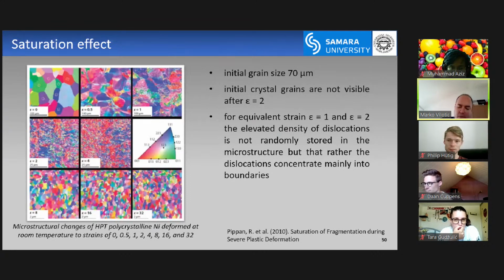Okay, now we have talk. Okay, I will just finish with this slide and then we will make a 5 minute break. In these slides, they're talking about the saturation effect.